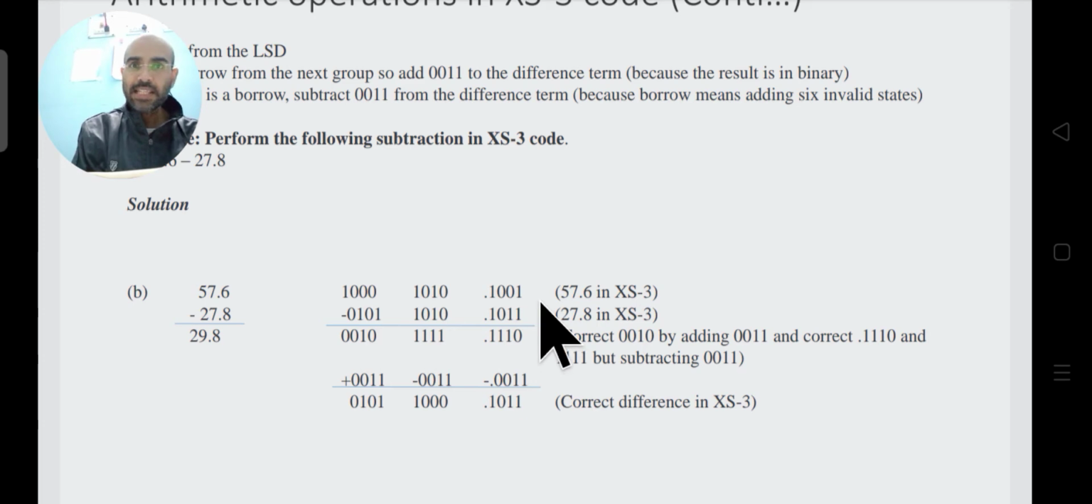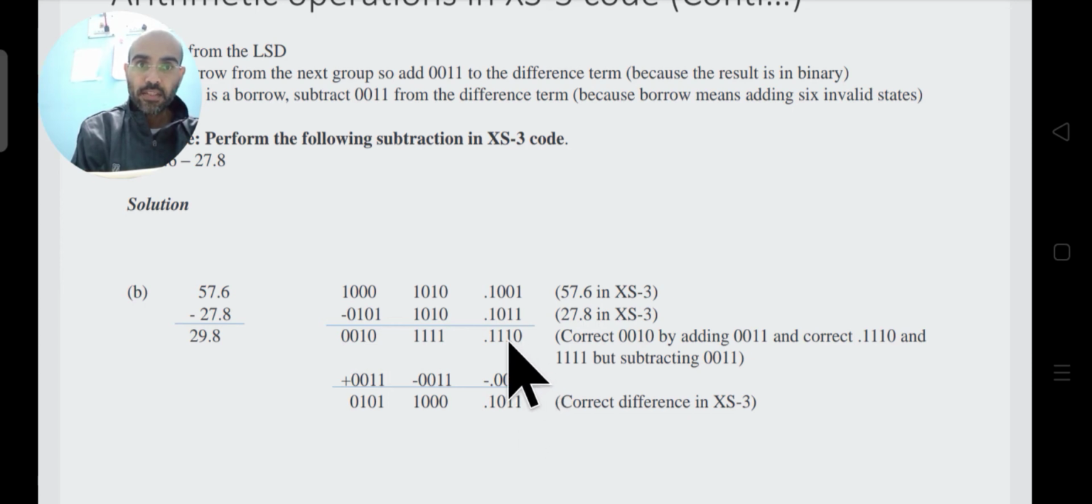The reason is again not difficult, it is simple, because this is 3 extra, this is also 3 extra. Now you have subtracted 3 from 3, so this is the correct answer. But as you want the answer in excess 3, you have to subtract 3 more from that to get the answer in excess 3, right? So this is what you are doing. So again you are subtracting this, so 0 minus 1 is not possible, so you will borrow from the next, so it will be 10 minus 1, so 1.